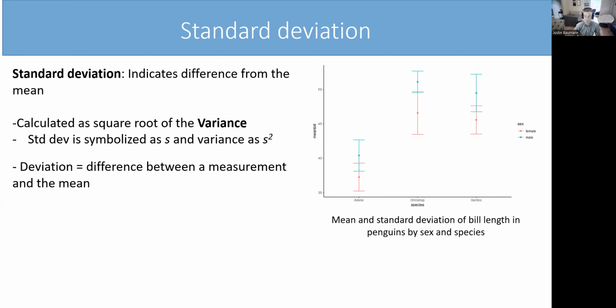What I'm showing you in this graph here is the mean and the standard deviation of bill length in penguins by sex and species. So that's the mean response of each sex in their bill length by species, right? We've got our mean here and here, and our deviation bars here and here. So the mean is the center, and the deviation is some measure of spread. It is showing us the difference from the mean within the population.